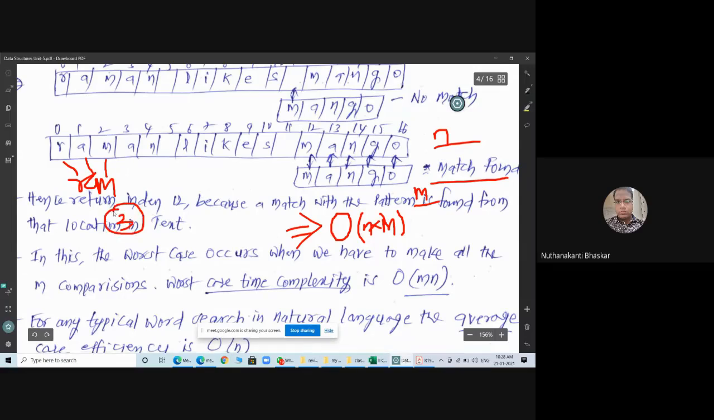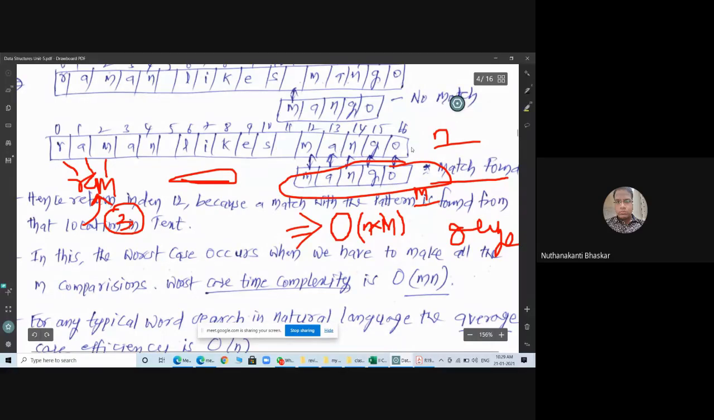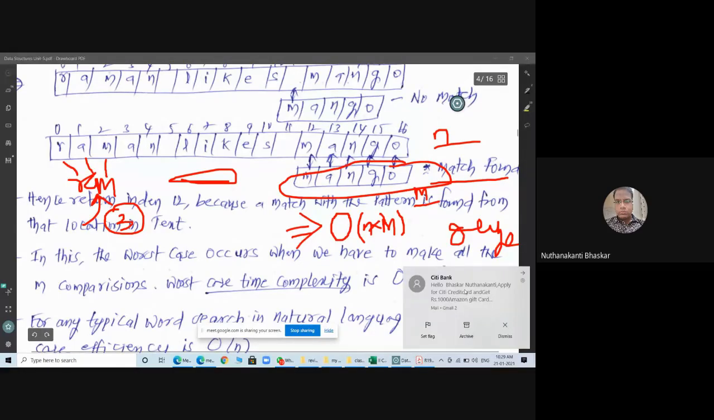But don't expect that my pattern must always be at the beginning of the string. It may be in the middle of the string, sometimes at the end of the string, and sometimes the pattern is not available. If I say orange is my pattern, then after comparing all characters in this text, you are going to conclude that orange is not available in this particular given text.